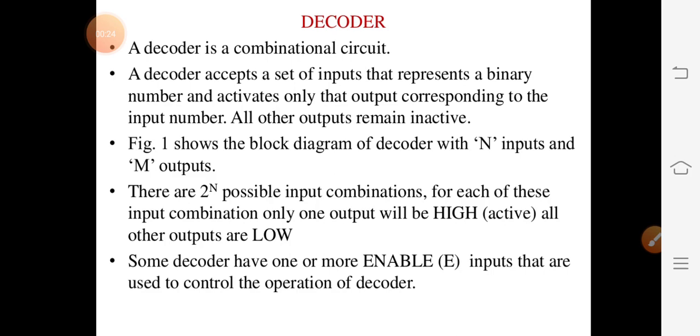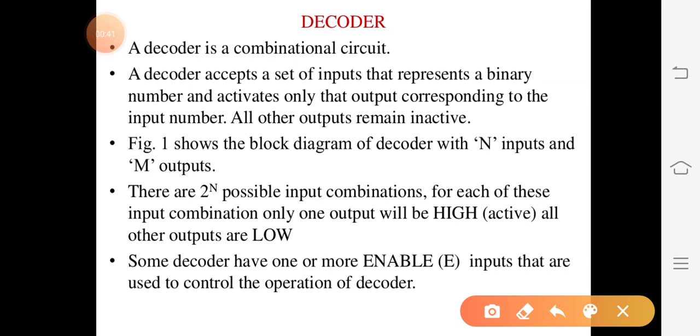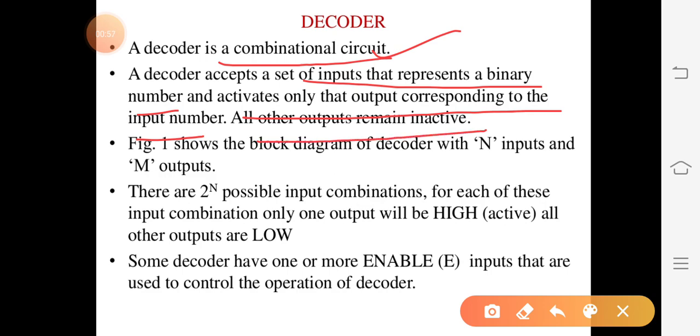It converts that non-readable data into its readable form, or we can say it converts the encrypted data into the decrypted form. Now moving on to the first point of decoder. Decoder is a combinational circuit just like encoder. Second point is a decoder accepts a set of inputs that represents a binary number and activates only that output corresponding to the input number. All other outputs remain inactive.